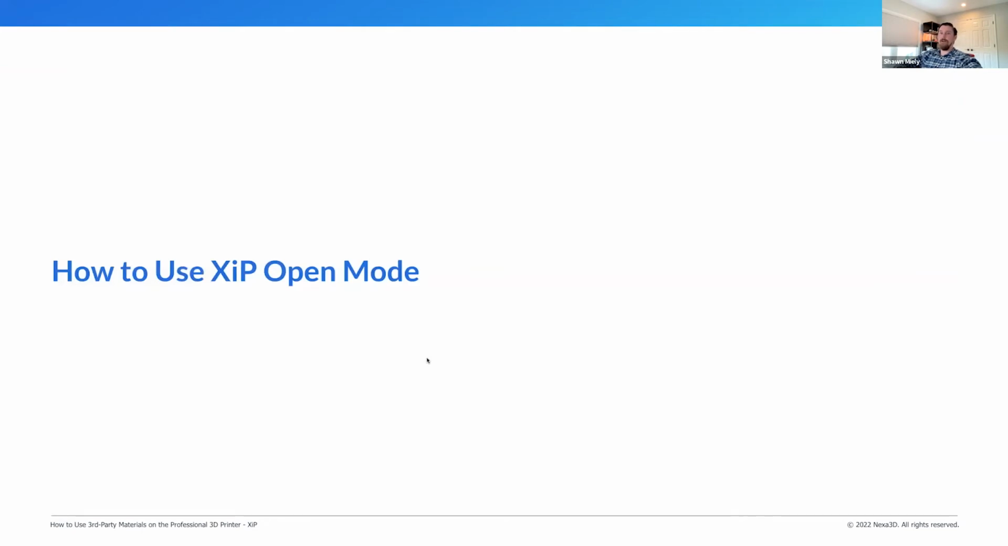Okay, so how do you use XiP open mode? How does it all work? I know, being an open platform, there are a few different ways to do it. I won't say this is the only way, but this is the prescribed way that is probably going to be the best user experience for most people, especially if you're using it regularly, systematically, for business applications. Maybe a couple resins that you're going to use a lot of. This is probably the best way to do it.